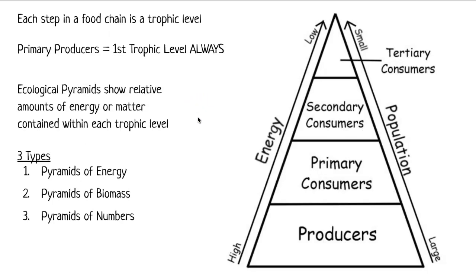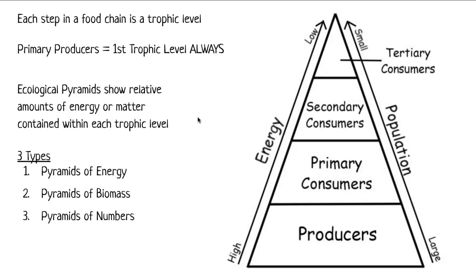Onto the energy pyramids. We actually have 3 different types of ecological pyramids: pyramid of energy, pyramid of biomass, and pyramid of numbers. You need to know all 3, what they are, and be able to describe them. Most of the time, we're going to be referring to a pyramid of energy because it deals with the rule of 10%, and you need to be able to apply the rule of 10%.